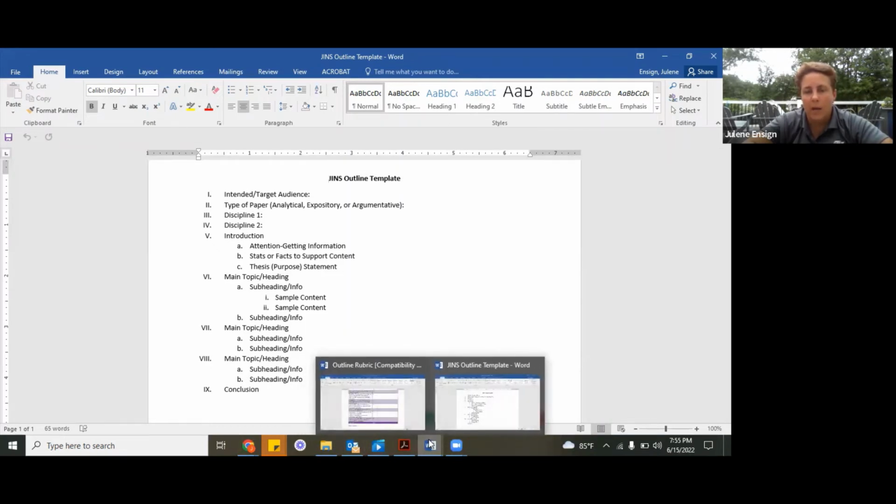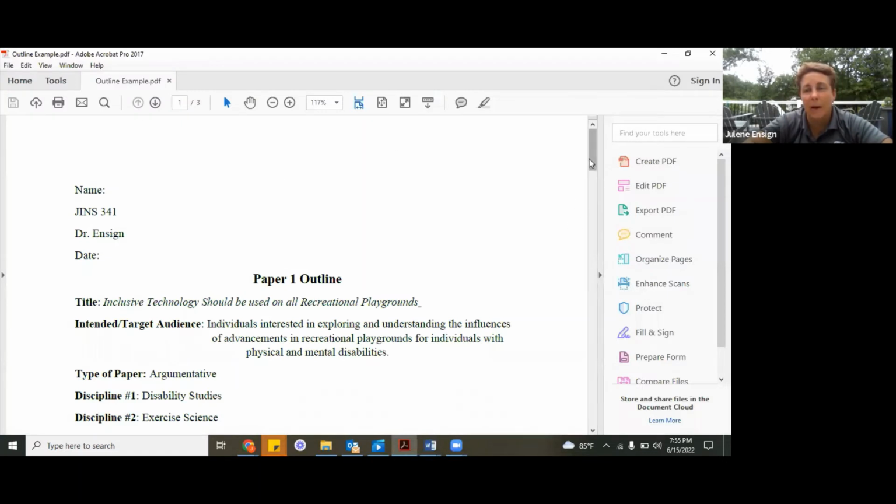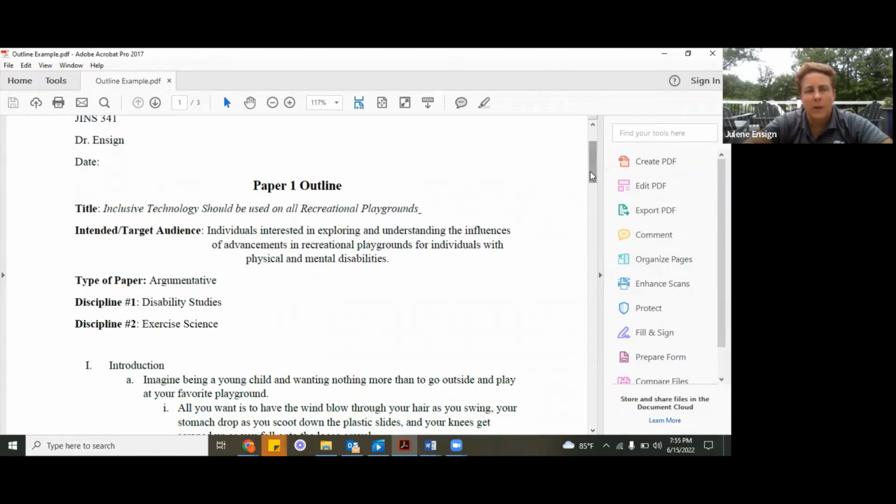Okay, I've got one more thing to show you, and this is a sample outline. This was a paper that was written in a previous JINS class that I taught. It was about inclusive technology in terms of recreational playgrounds.